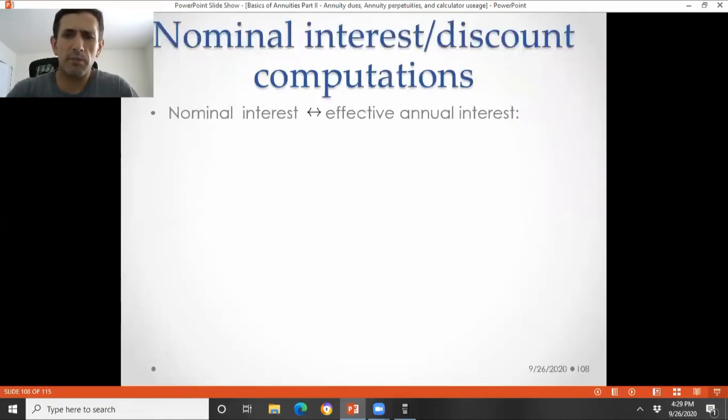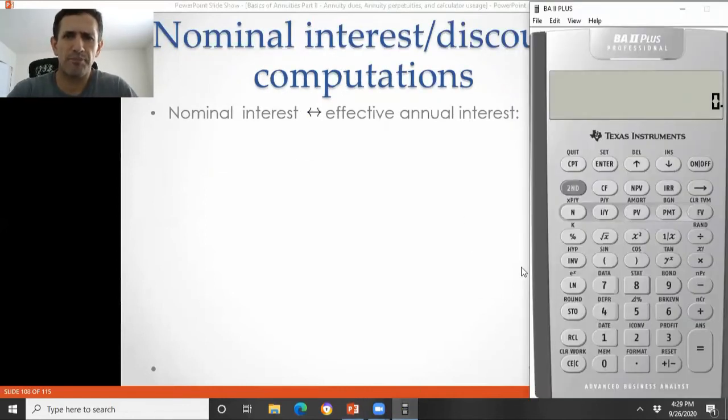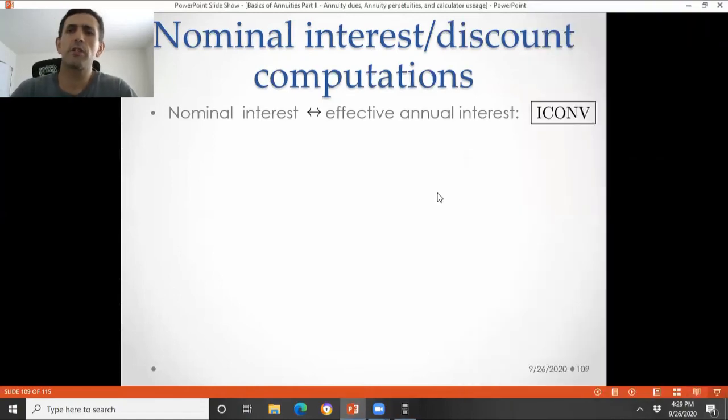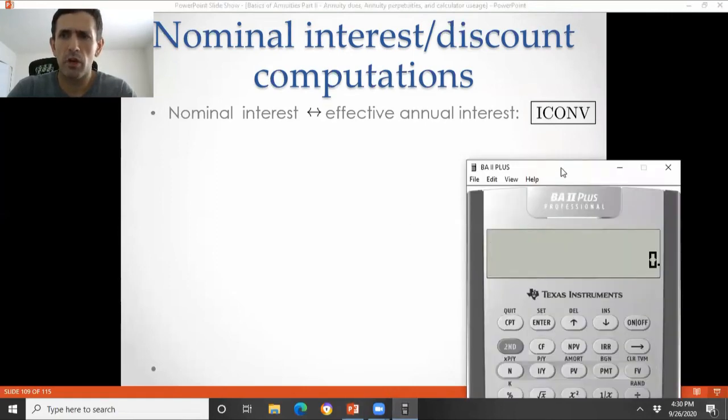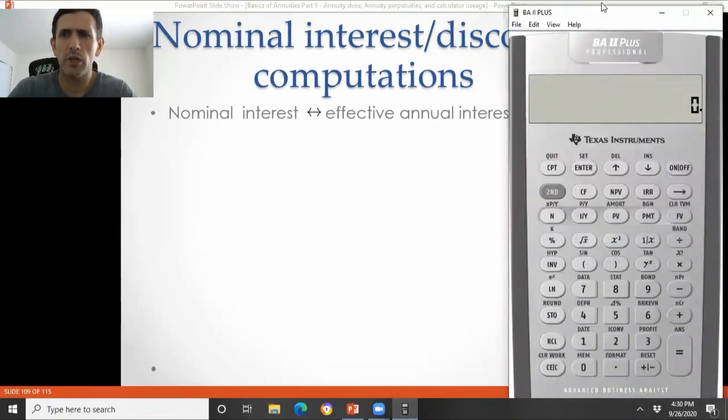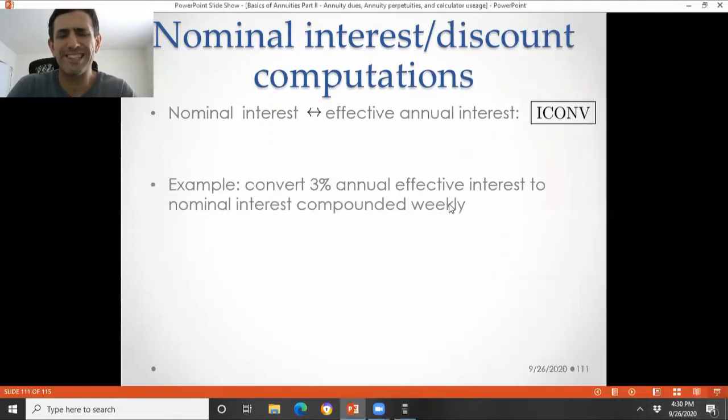Okay, last but not least, let's talk about nominal and effective annual interest conversions. So this is pretty straightforward. You just use the ICONV button, and it's not a very subtle acronym. It's interest conversion. So let's see how to do that. Let's do this through an example.